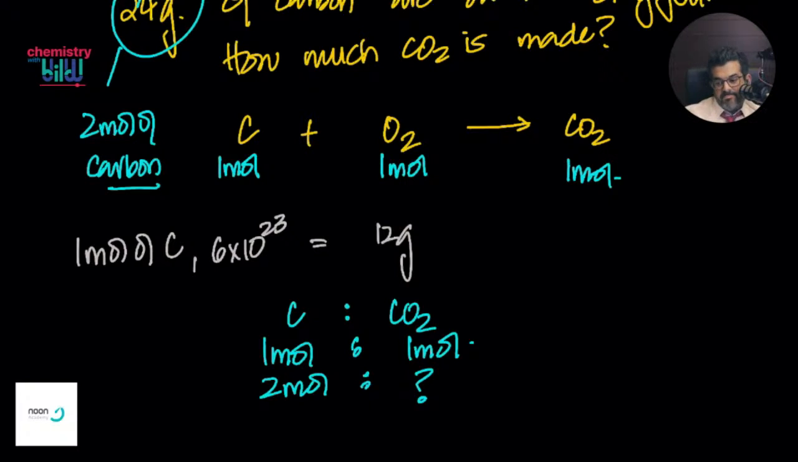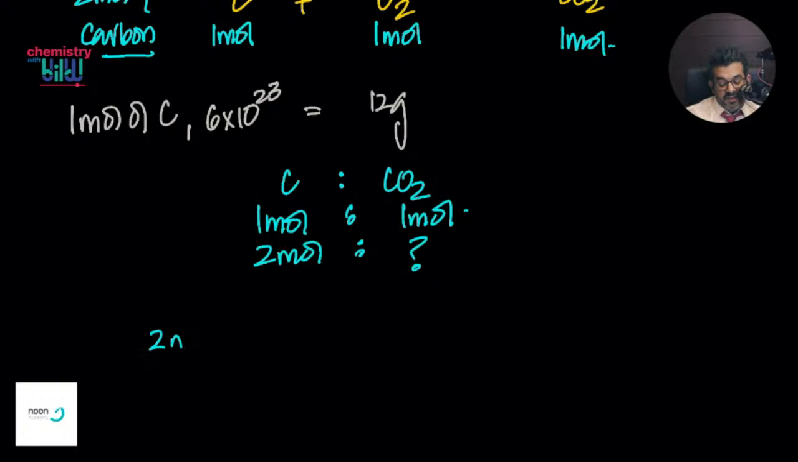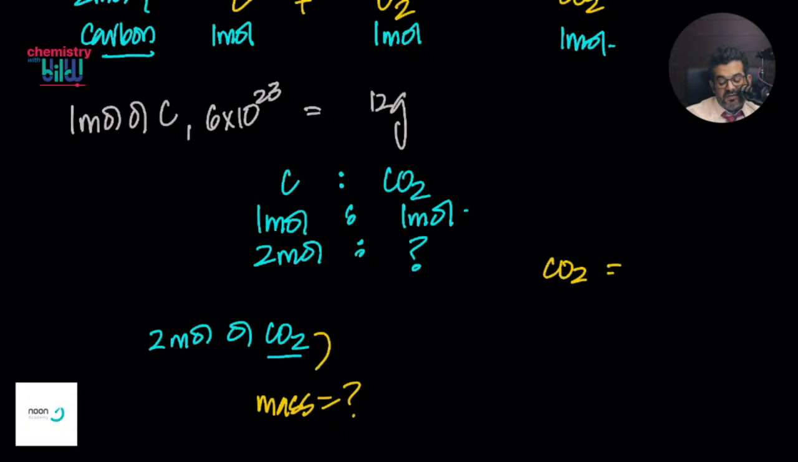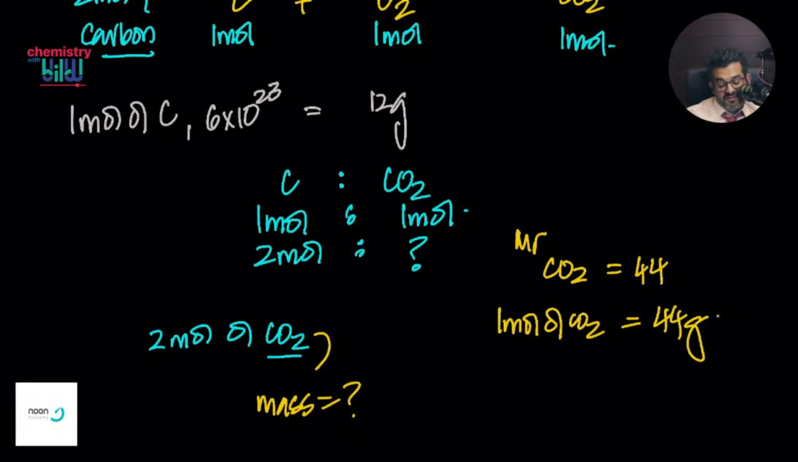Can I ask you guys this? Two moles. So now, that's the beauty of it. I know it makes 2 moles of CO2. But somebody might say, wait a minute, how do I find its mass? Well, you will find the relative mass of CO2, which is 44, also known as Mr, which means 1 mole of CO2's mass is 44 grams. So if one mole is 44 grams and you have 2 moles, one mole is 44, 2 moles would be 88.